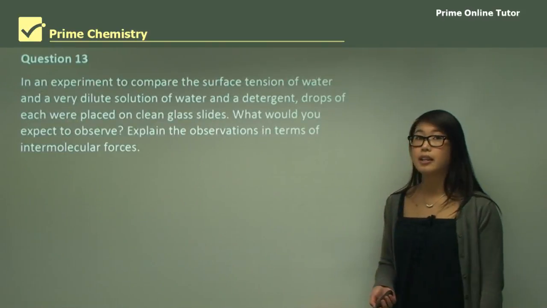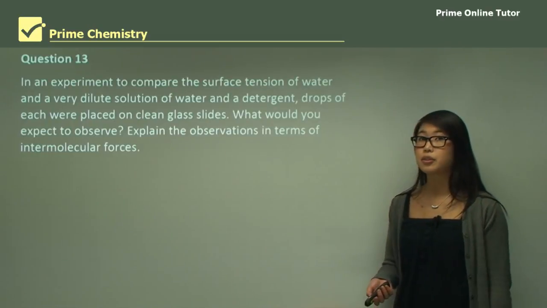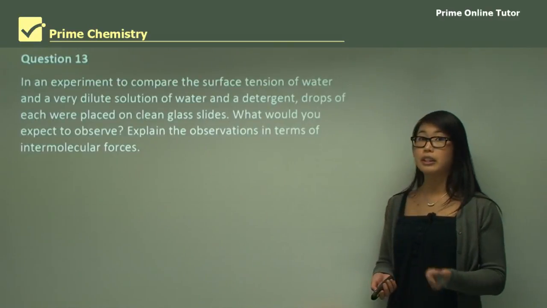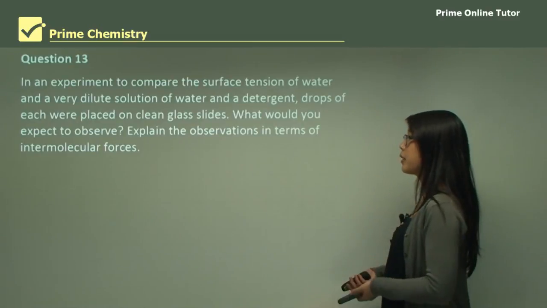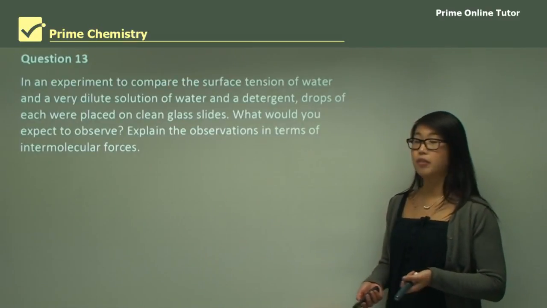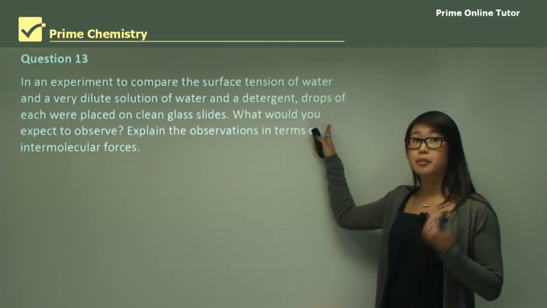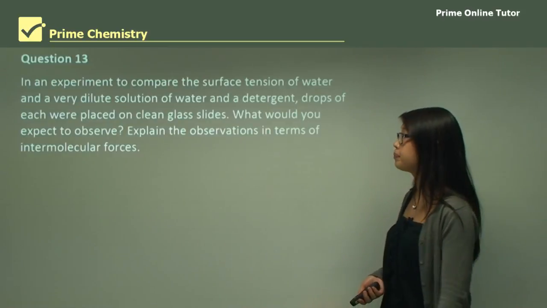So question 13, in an experiment to compare the surface tension of water and a very dilute solution of water and a detergent, drops of each were placed on clean glass slides. What would you expect to observe? And explain the observations in terms of intermolecular forces. So this question we need to answer two parts. We're going to say what we think will happen, and then explain why we think it's going to happen.